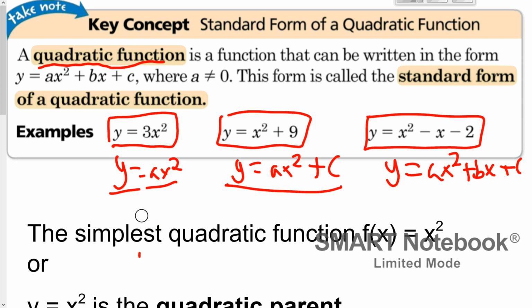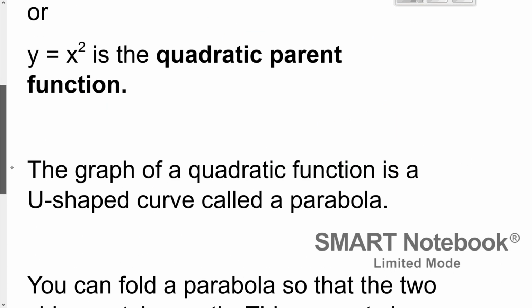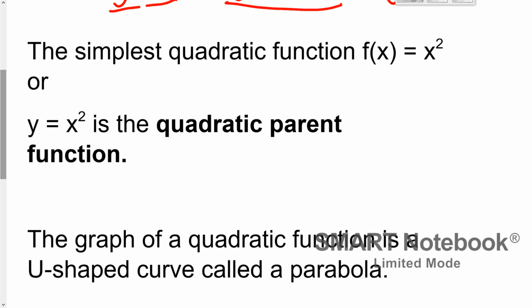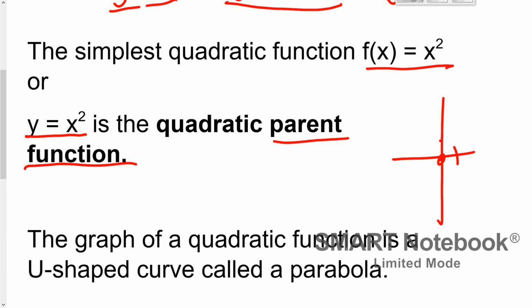Okay, so copy that down, and then copy this down. The simplest form of a quadratic is f of x, function notation. F of x equals x squared, or you can write it as y equals x squared. That's called the parent function. It's the most basic quadratic function. It's always 0, 0, 1, 1, -1, 1, and we can draw our U. Boom, it's done. That's the parent function.